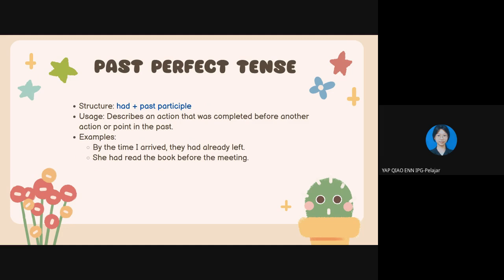The second type is past perfect tense. The structure is had plus past participle. The usage is to describe an action that was completed before another action or point in the past. The examples are by the time I arrived, they had already left. She had read the book before the meeting.